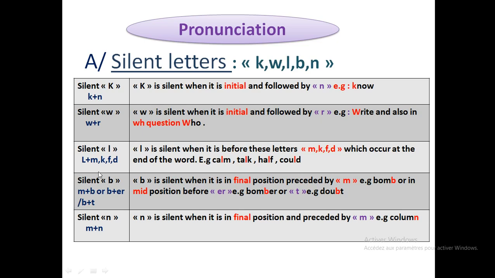Silent B. You have M plus B, or B plus ER, B plus T. B is silent when it is in final position preceded by M. زي ما كي تكون فلافة تاع الكلمة قبلها تكون M. For example, bomb. We can't say bomb with the B. We say bom. The B is silent.